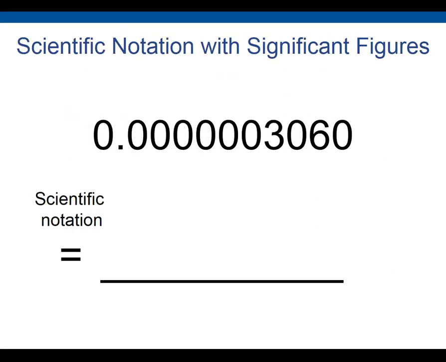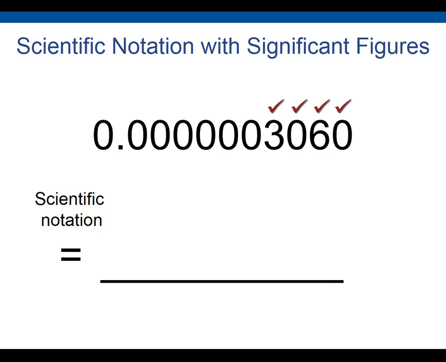Let's revisit the significant figures. As you can see, we have a very long number. What is the number of significant figures here? 4, right? So 3, 0, 6, 0. So we have 4 significant figures.